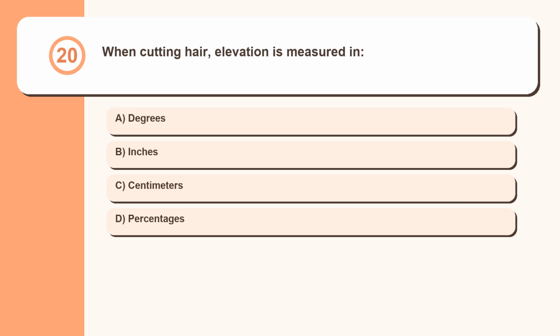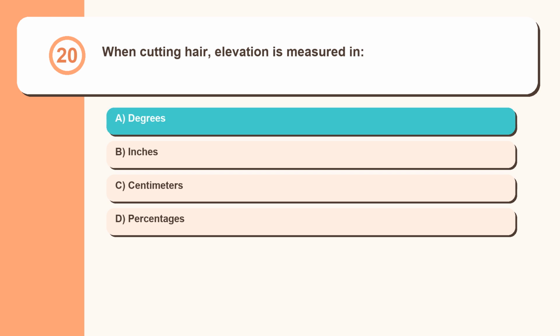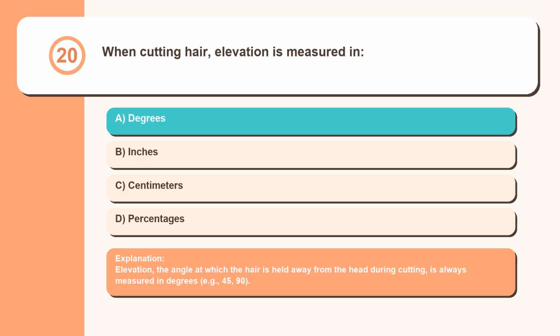Question 20. When cutting hair, elevation is measured in degrees, inches, centimeters, percentages. Elevation, the angle at which the hair is held away from the head during cutting, is always measured in degrees, example 45, 90.